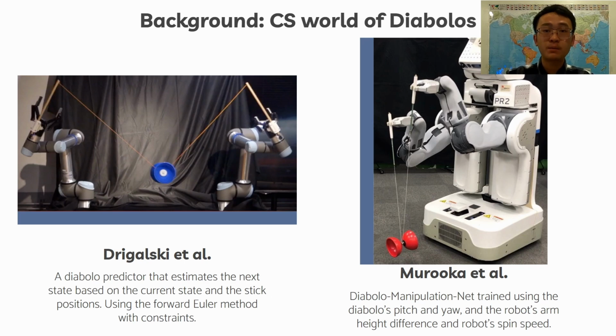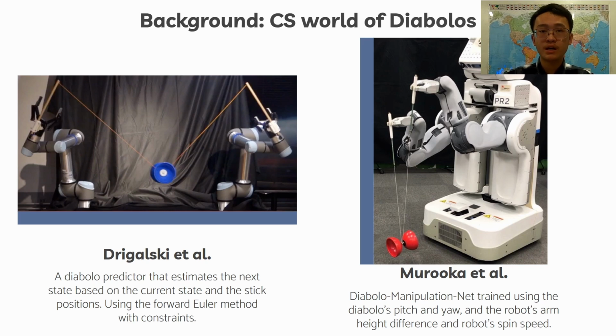So a little background on Diabolo research. Dragulski et al. made a Diabolo predictor that predicts the next state of the Diabolo based on the current state and the stick positions. It uses a forward Euler method, so you might have heard of the Euler method in AP Calculus. It's the same Euler method I mentioned here. And it uses some constraints to limit how the Euler method predicts the values.